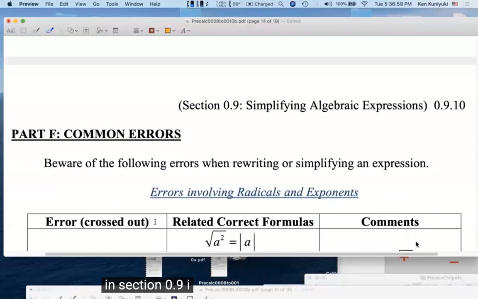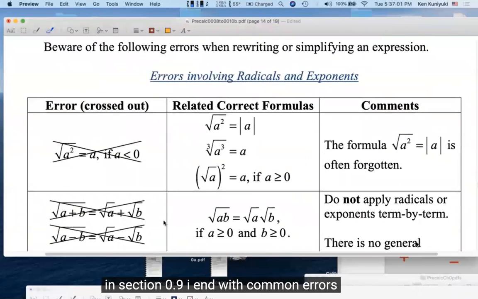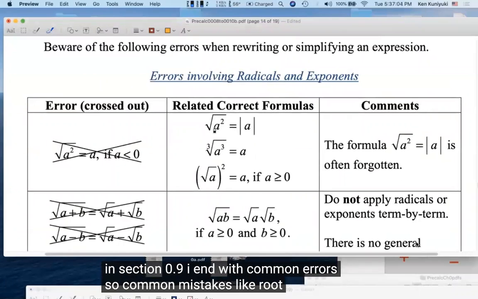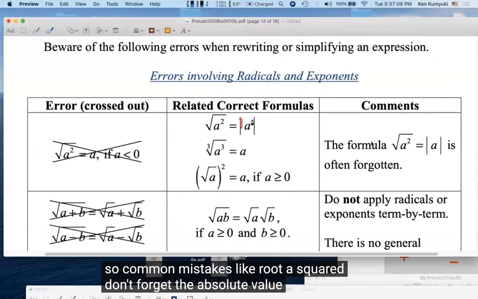In section 0.9, I end with common errors. Common mistakes like root a squared, don't forget the absolute value, things like that.